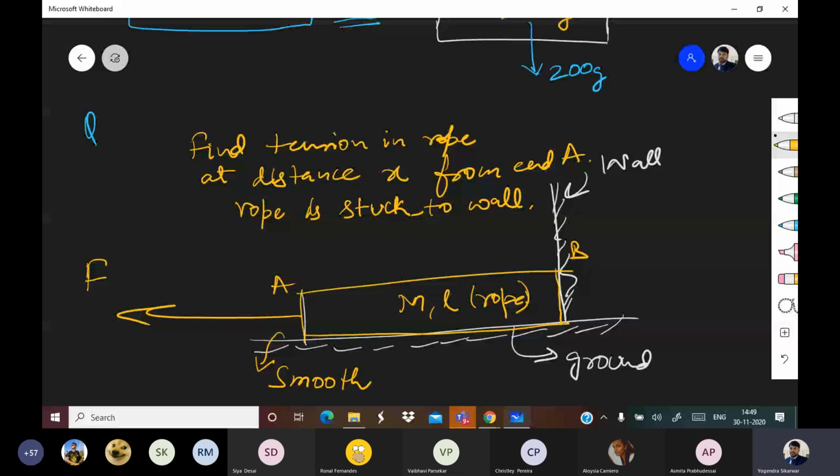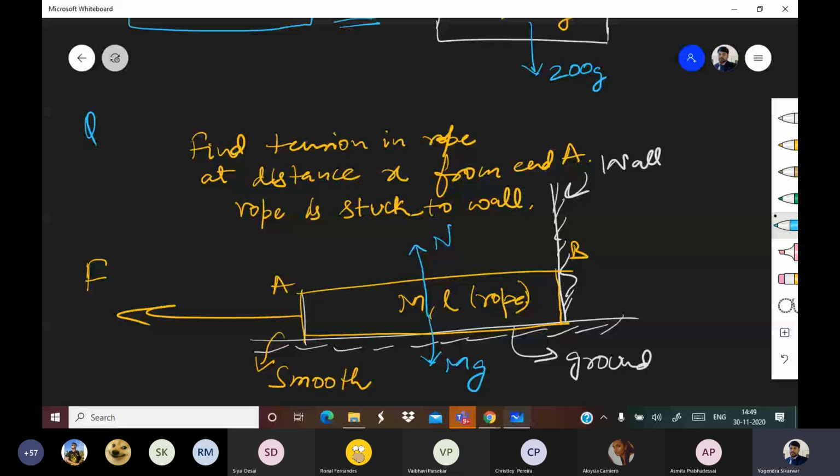Okay, everyone, please pay attention. As Komal is saying, mg will be acting downward and N will be acting upward, but these are not going to affect force along horizontal. So what we are doing, we are going at a distance x from here and considering this portion.